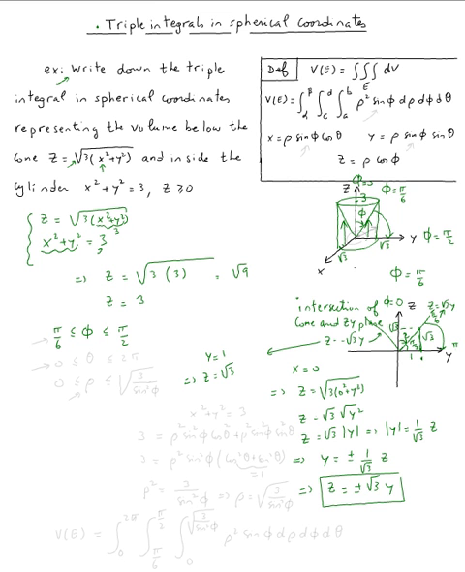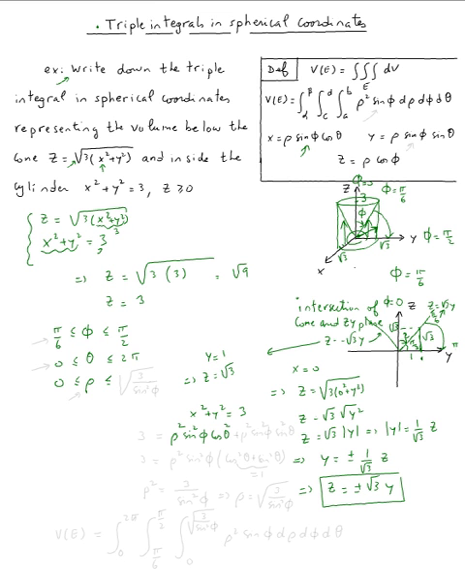I want theta to go the whole revolution, so I want theta to go from 0 to 2 pi. Now the only thing I need to find is rho. Rho is going to go from 0, from here to here, right? From 0 to the cylinder. So what is the cylinder? The equation of the cylinder is x squared plus y squared equals 3. So I need to convert it to spherical. So x is rho sine phi cosine theta.